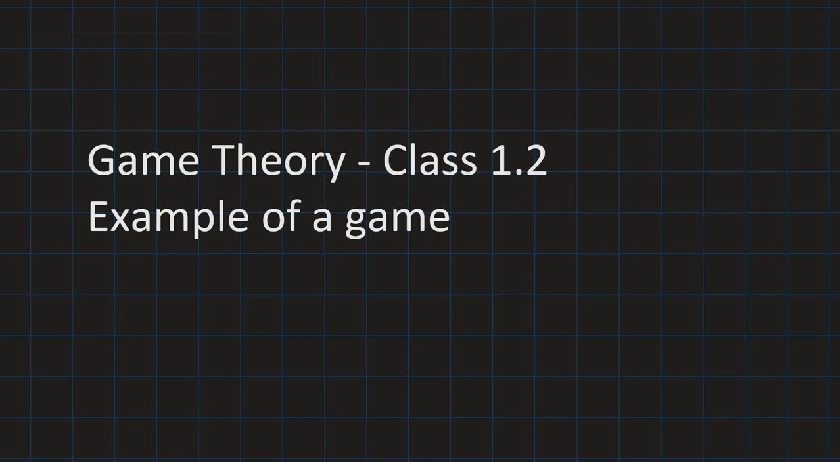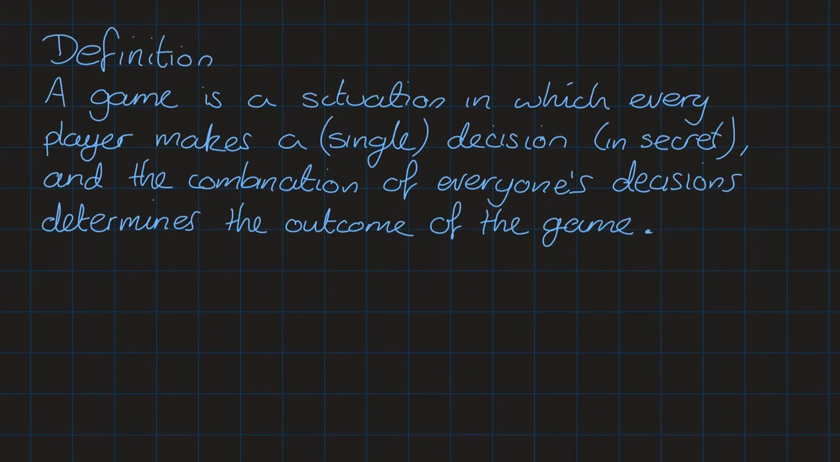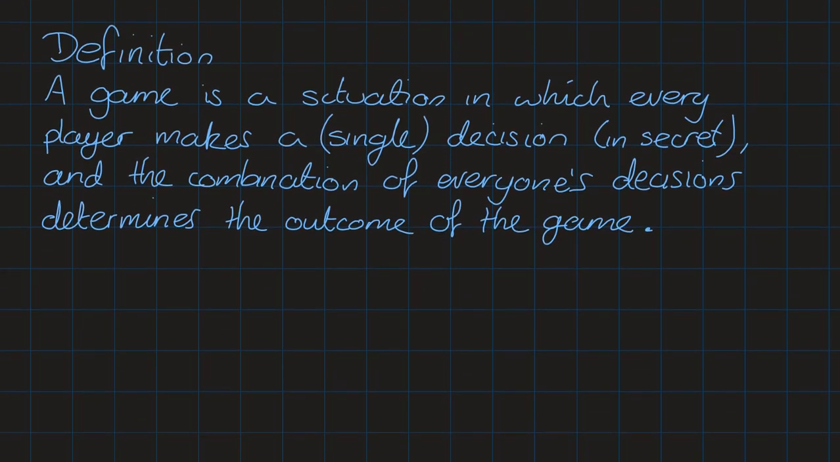In this video we're going to discuss an example of a game. The game is quite an important game and it's going to come up a lot in this module. So let's begin. First, I just want to recap the definition of a game. A game is any situation in which every player makes a single decision in secret and the combination of everyone's decisions determines the outcome of the game. Okay, so now let's go on to our example.